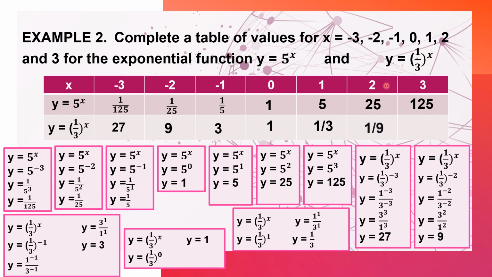And if our x is 2, our y is 1 over 9. And if our x is 3, our y is 1 over 27. So, this is now the representation of the function y equals 1 over 3 raised to x in a table of values, using table of values.